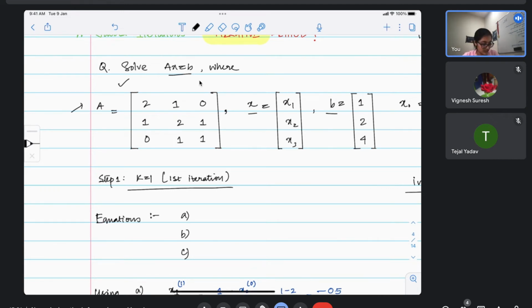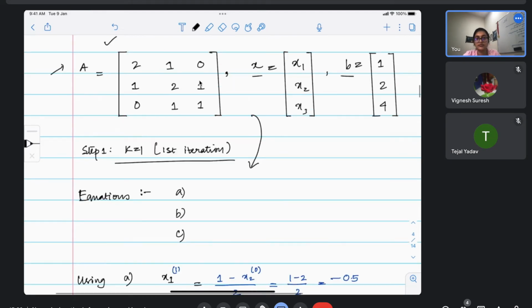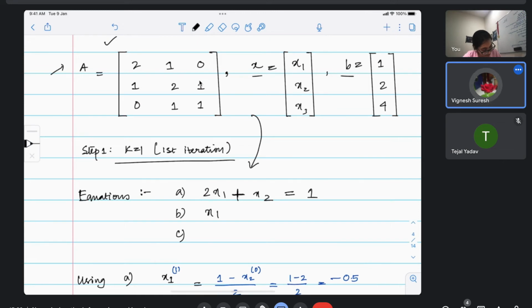Can any of you just unmute and tell me what will be the equations from this A and X? Did you understand the question? 2x1 plus x2 equal to 1. Yes, 2x1 plus x2 equal to 1. Plus 0x3, fine, I'm not writing that. That's okay, no problem. Plus x1 plus 2x2 plus x3 equal to 2. Very good. Okay.